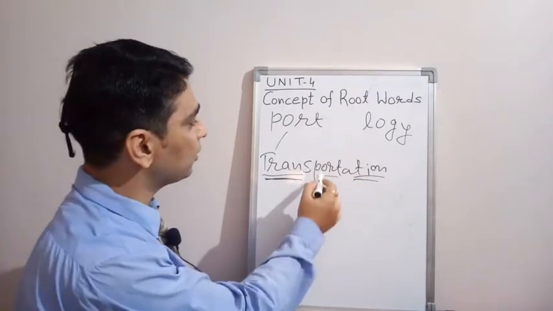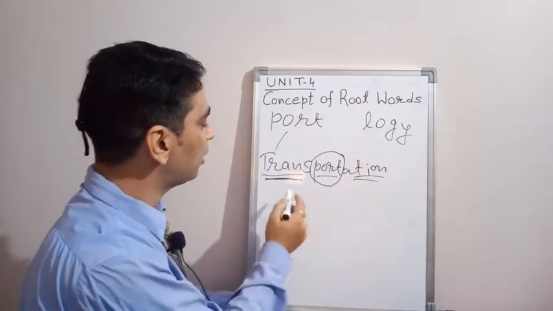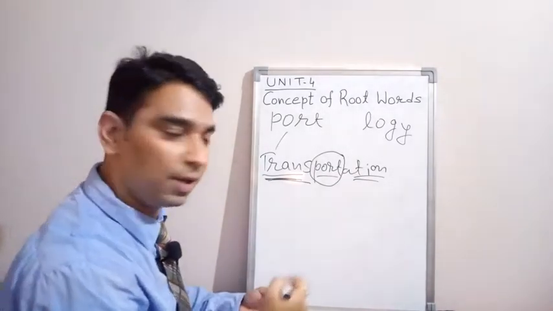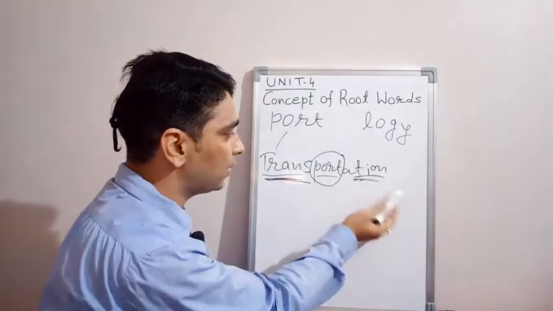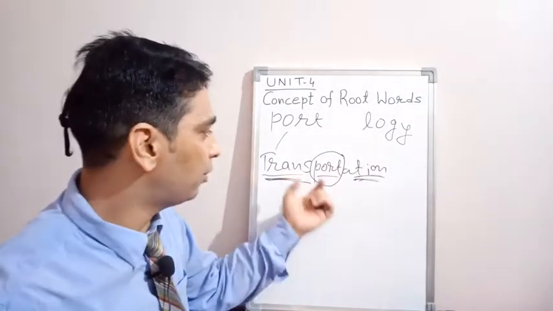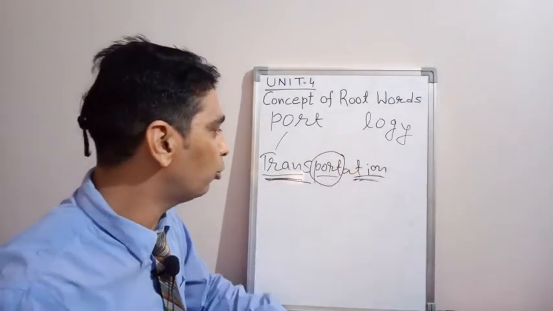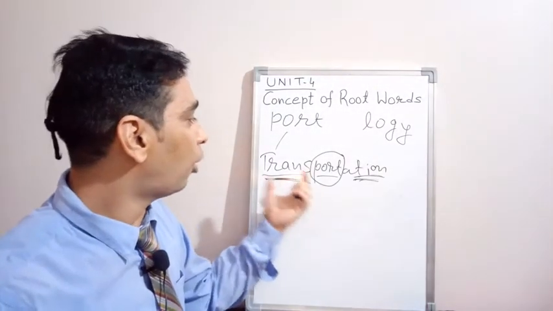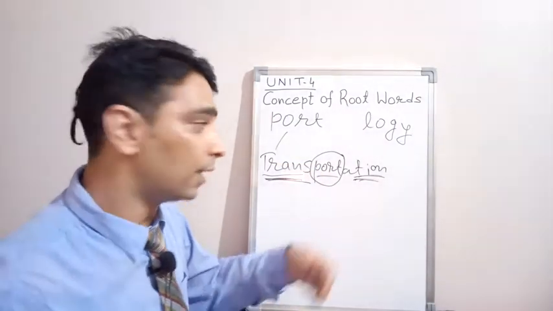So port is the root, it is a Latin word, trans is the prefix, and this tion is the suffix here, which has made it a noun now. So transportation is, I think, a perfect example, a good example of suffix and prefix. It is a Latin word.